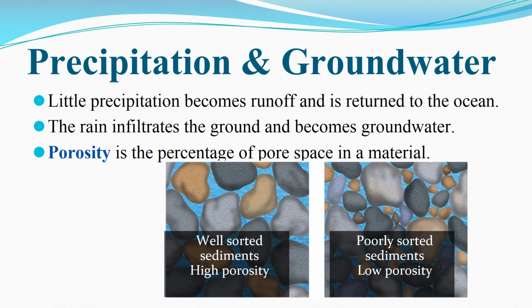Porosity is the percentage of pore space in a material. So as you see here, this is well sorted. So this has a high porosity here because this is pretty much an almost even amount. Poorly sorted sediments give you low porosity because it does not give you that great percentage of pore space. Okay.